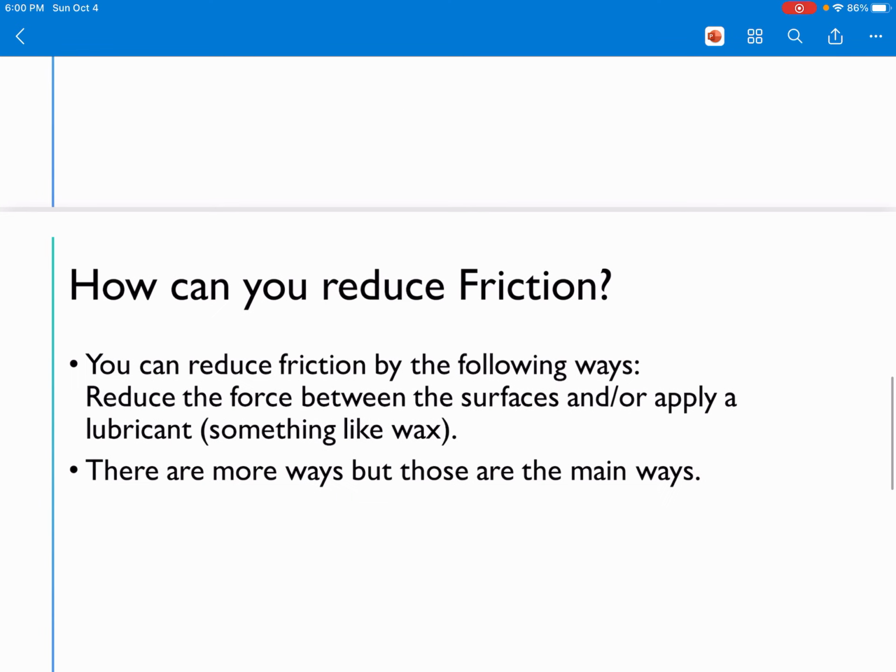There are ways to reduce and increase friction. So how can you reduce it? You can reduce friction by reducing the force between the surfaces and or apply a lubricant. There are more ways, but those are the most common and main ways.